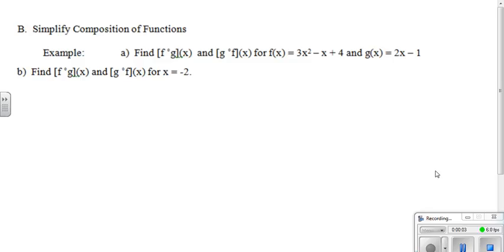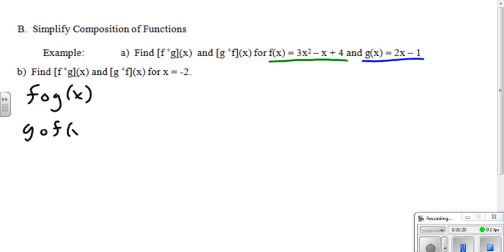Continuing on with our 7.7 lesson, we're going to go on to simplifying composition of functions. Now again, this is our f of g and our g of f functions. So if our f of x equals 3x squared minus x plus 4, and our g of x equals 2x minus 1, and we want to find f of g of x, and we want to find g of f of x. Again, these are going to be two different pieces. Now at the end of all this, we're going to want to plug in x is negative 2, but that'll be a separate problem. First, let's focus just on finding f of g of x and g of f of x.